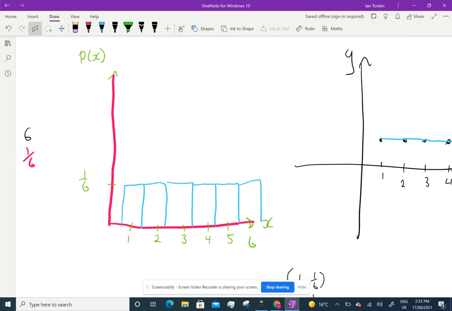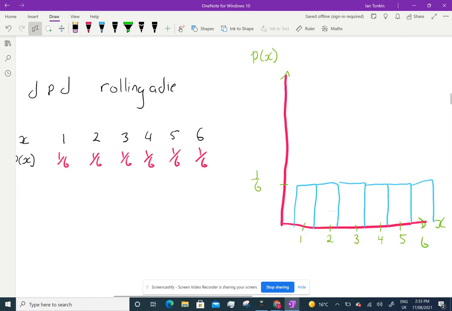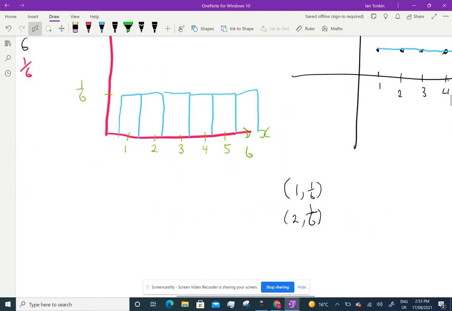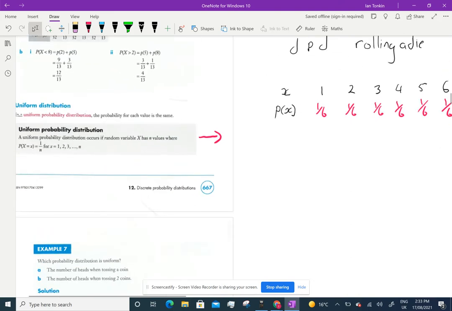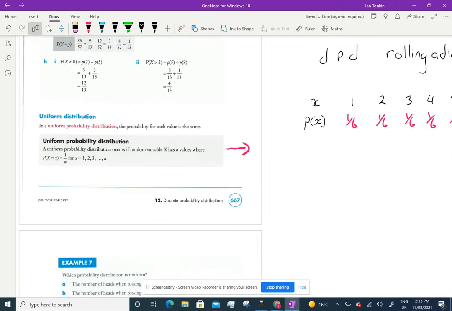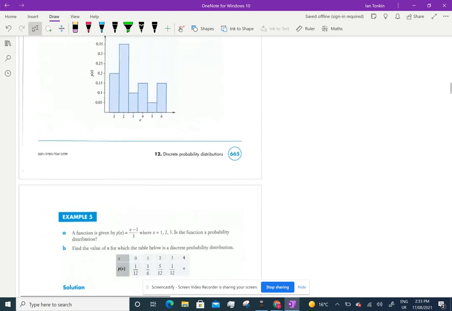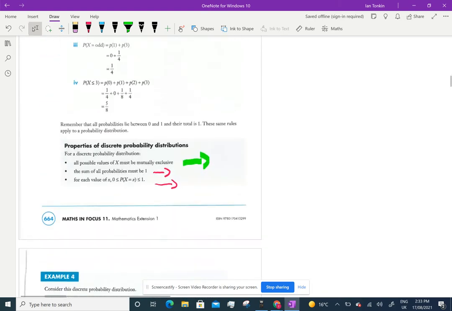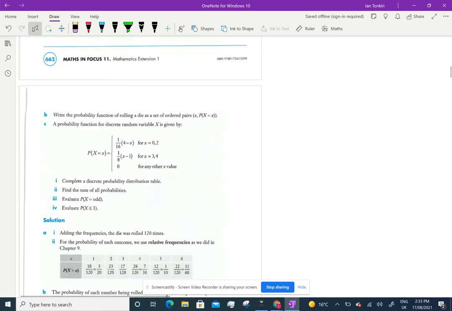There it is as a graph. There it is as a table. And here I'm starting to write it out as ordered pairs, or a set of ordered pairs. Now, if I wanted to write that as a function, look here, we write it as a set piece. As I go up here, have a look at this. This is how you write it as a function.